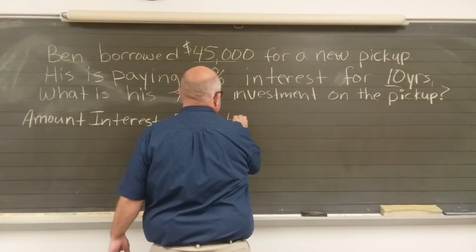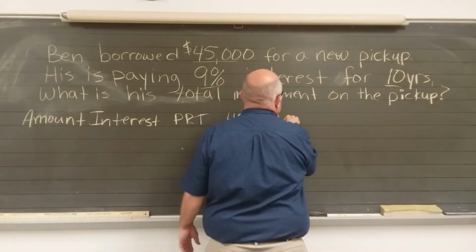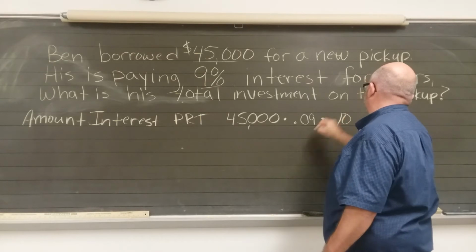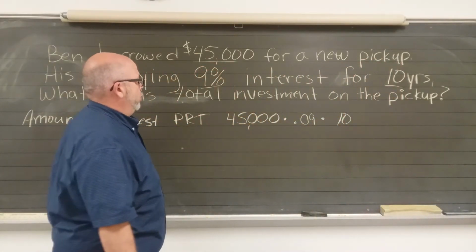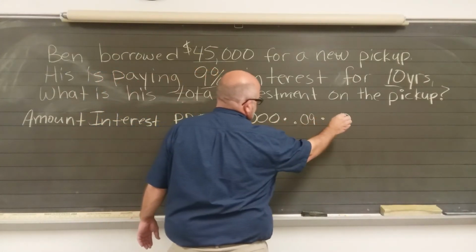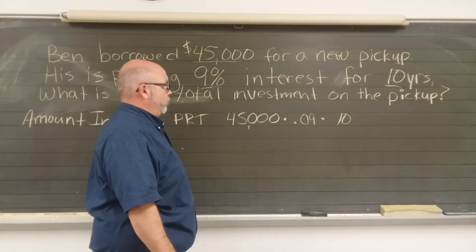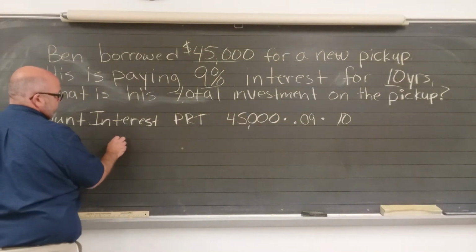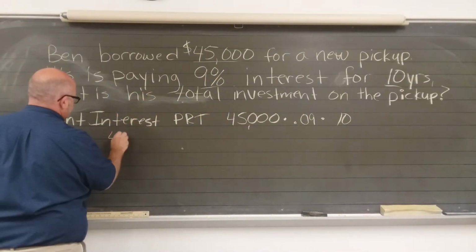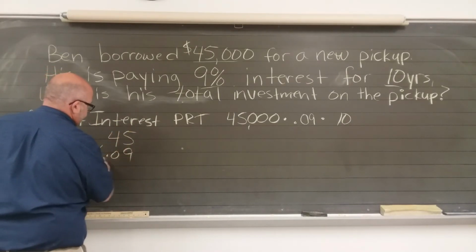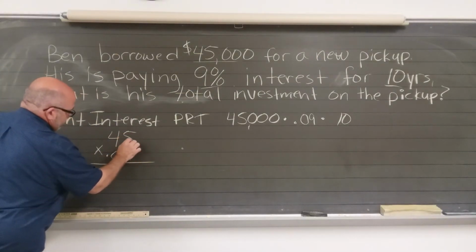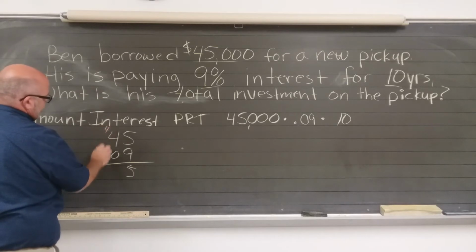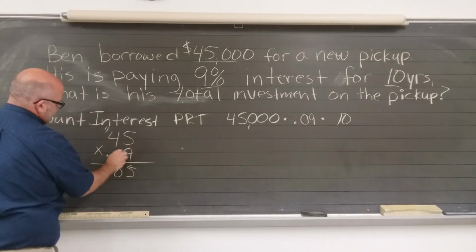So we have 45,000 times, what does 9% look like as a decimal? 0.09 times 10. And that is how much interest you pay. So let's do it. What's 45,000 times 10? 45,000 times 10 will give you 450,000, right? Let's just do this: 45 times 0.09. Solve that first. 9 times 5 is 45. 4, 36, 37, 38, 39, 40. 2 places in the decimal. Don't forget the decimal. 2 places in the decimal, right?